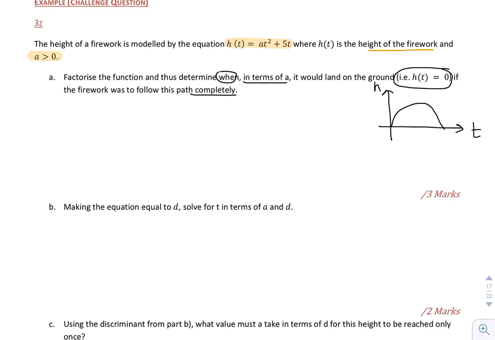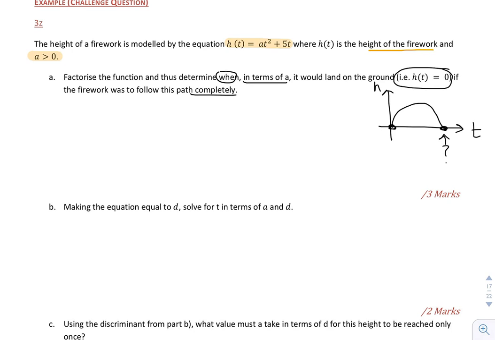Graphically, this looks like an upside down parabola where we know what the 0 part is. This is where our rocket takes off, or sorry, our firework takes off. We want to know when it lands, so the t value for this part here in terms of a.